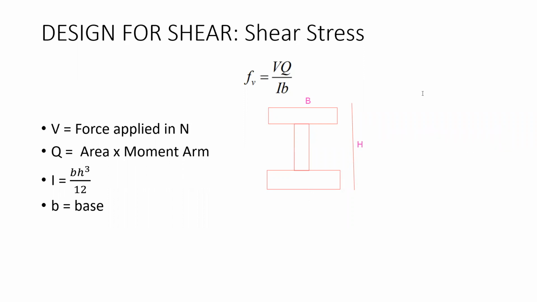So, ang gagawin mo is BH cubed over 12 nitong buo. Ayan. Minus 2 times bh cubed over 12 nitong maliliit. So, ibabawas natin tong dalawang to get the value of I. And then, simply b is for the base. Ito siya. The base or the total length of your web.